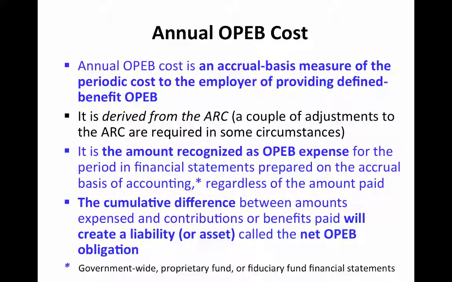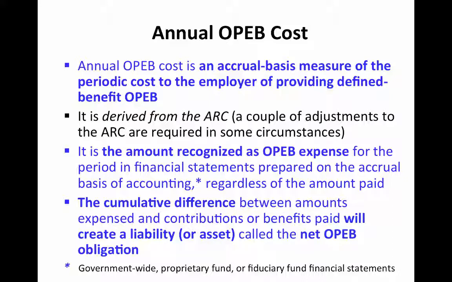The actual amount that is reported as OPEB expense is based upon what is called the annual OPEB cost. Now, if a government were funding the ARC, paying the ARC every year like many do for pensions, then the expense would be equal to the ARC. And if they had a net pension obligation, meaning they were under-contributing, then an adjustment would be made to the ARC to create what is called the annual pension cost, and that would be the number reported as pension expense.